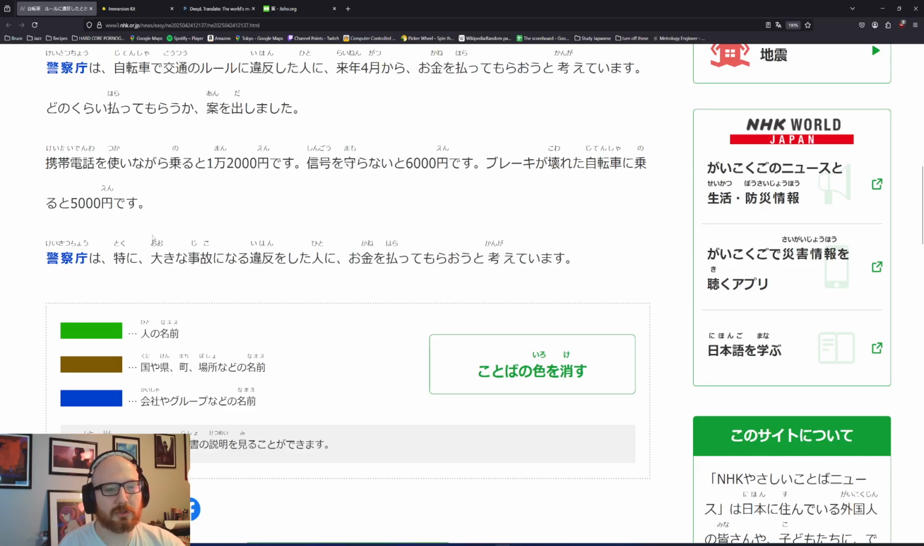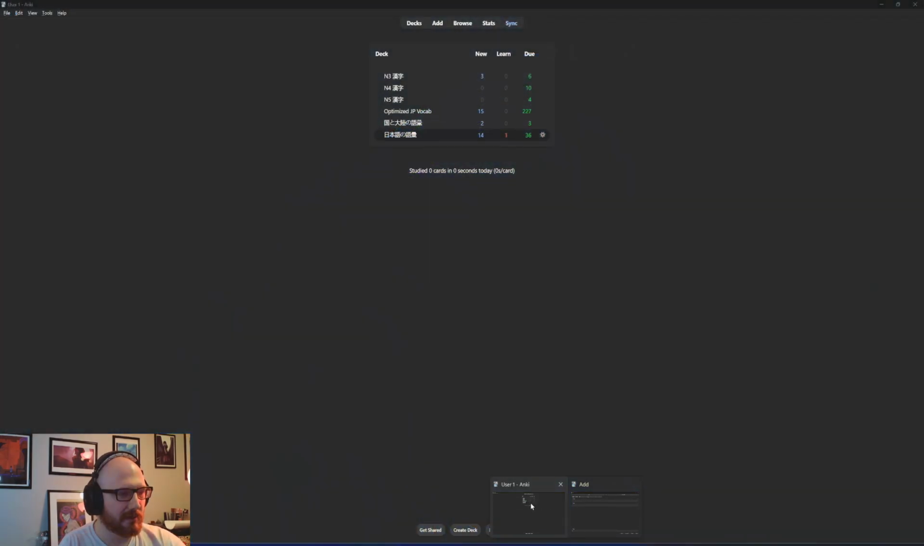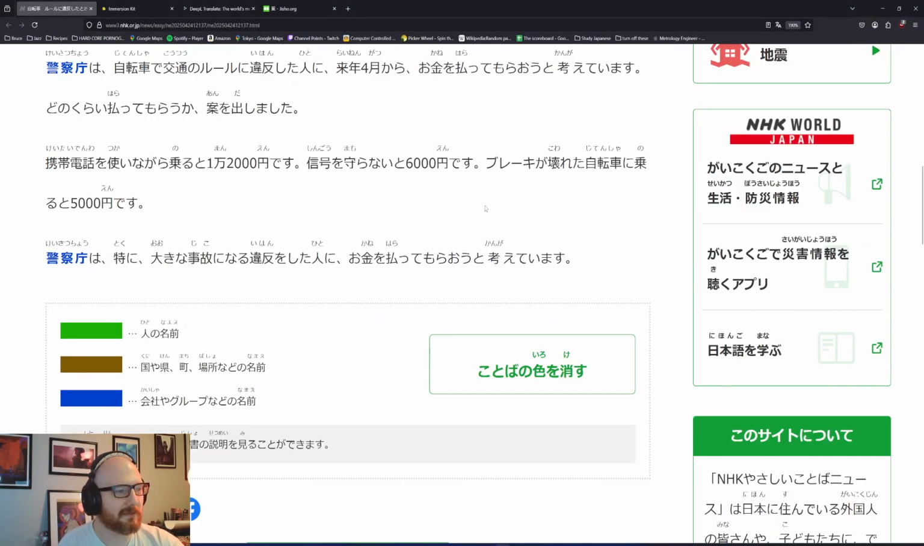We got to see toku ni again, to mean like a particular thing. So in particular, big things that become a big accident from rule violating people, they want them to pay the money. All right. So how many? It says 15 here, but we've actually added so many that we're past the limit of the day. So that's kind of fun. And looking at the time, I'll definitely be doing Anki off video. But do not worry, we will be doing Anki.